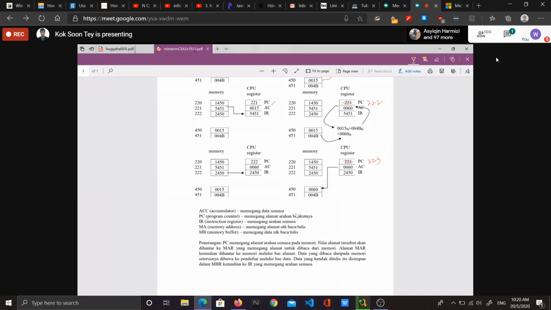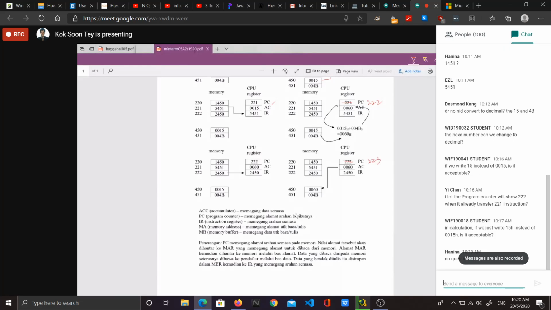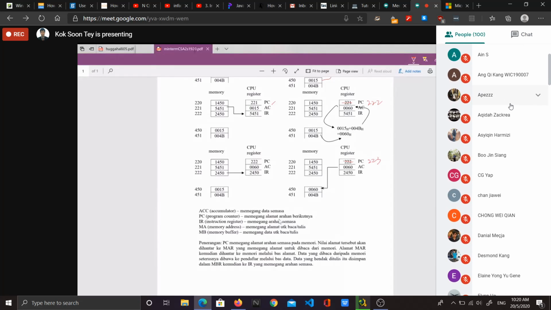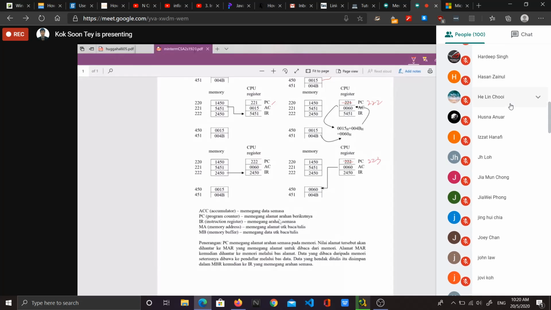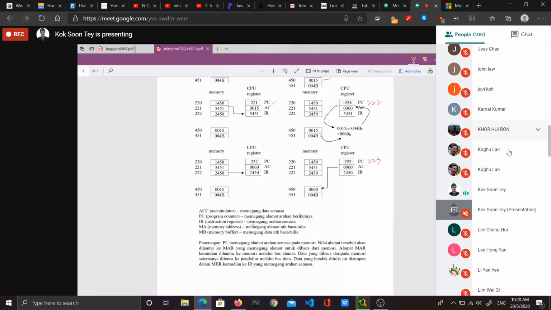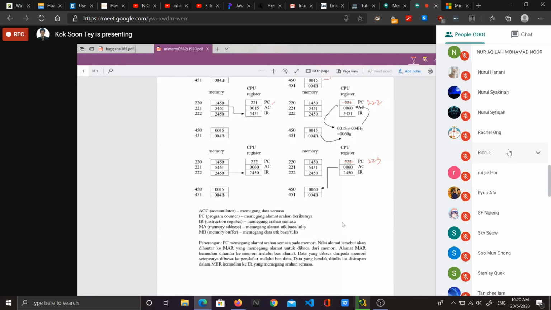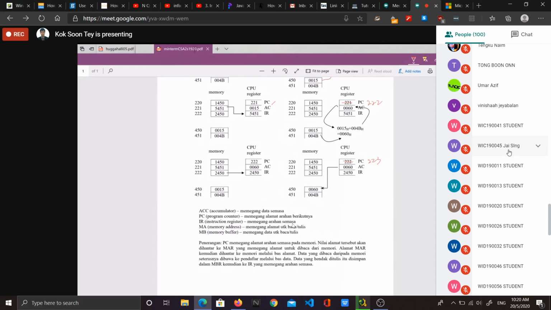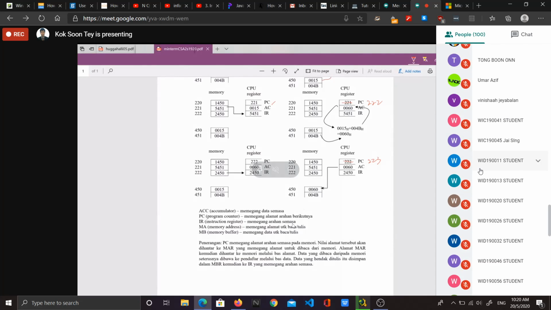So the accumulator is to hold data only. They are just holding data to be processed. Okay, your accumulator. Then your program counter is holding the address of the next instruction, the current instruction to be decoded.